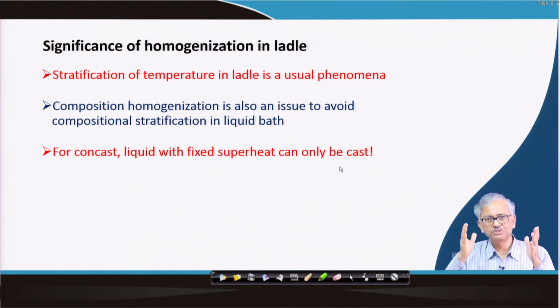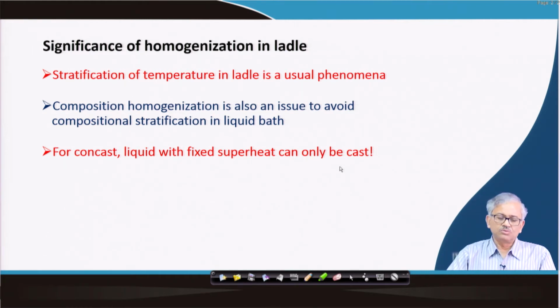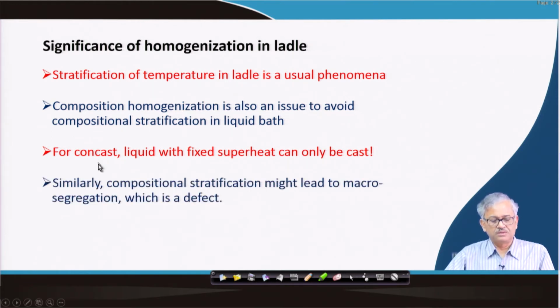For example, if you use the teeming ladle and you have a temperature stratification, then what will happen? Initially some low temperature fluid will come, and then slowly from the core high temperature liquid will come. So the superheat will increase with time, and that is not acceptable. That can happen. So you should have a fixed superheat, and no stratification will be allowed in the ladle.